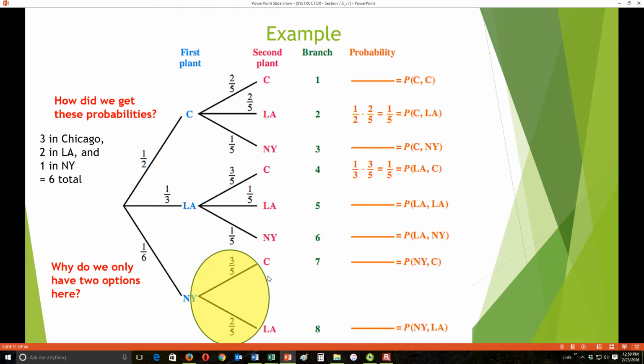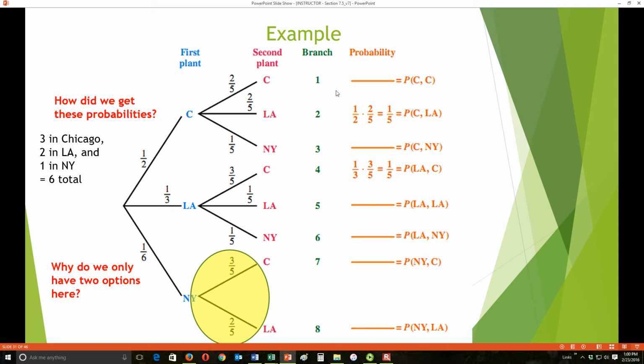This last one, notice there's only 2 branches. Well, the reason there's only 2 branches is that there's only 1 New York, and you already went to New York, so you can't choose it again. So that means that there's 3/5 chance of choosing Chicago after going to New York, and 2/5 chance of choosing LA after going to New York.